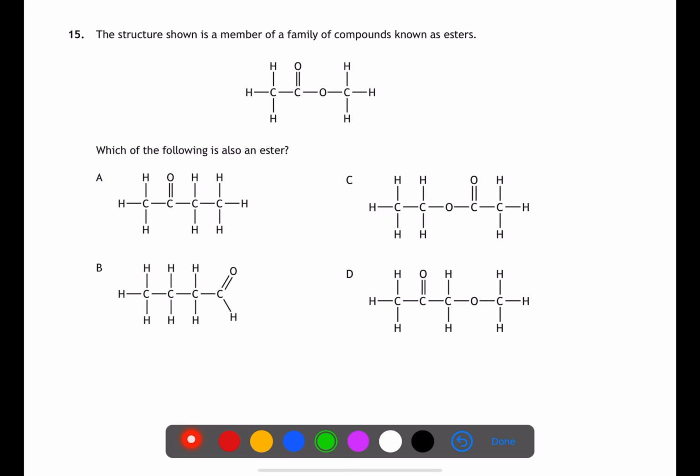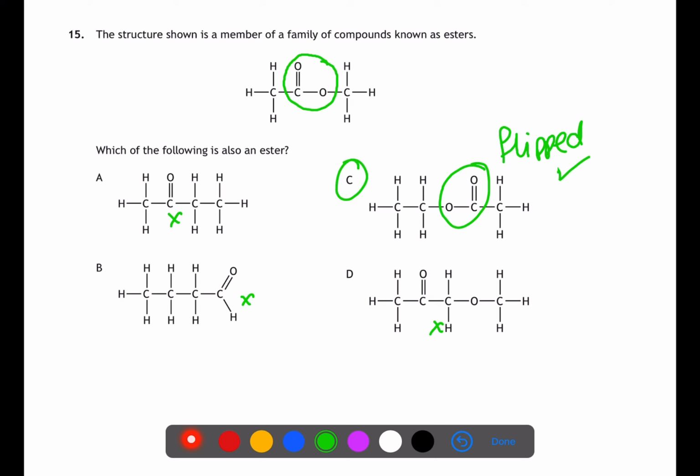For question 15, we're looking at a compound called an ester. The bit to focus on is the part in the middle, and try and find a molecule which has the same part. When you look at C, you have the same part but it's being flipped over, but it is still the same functional group. This means that C is also an ester.